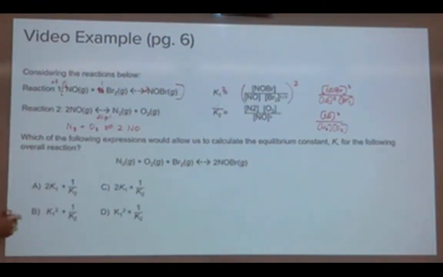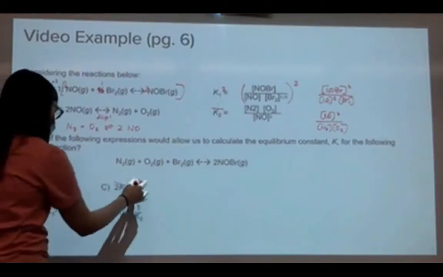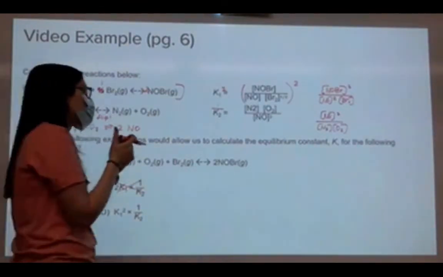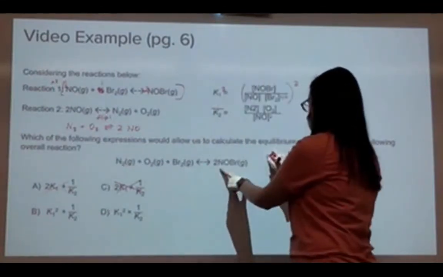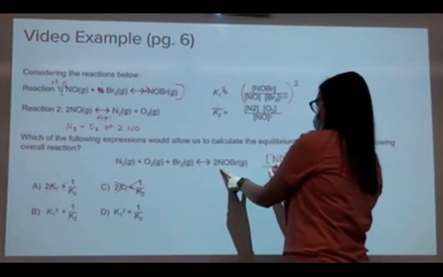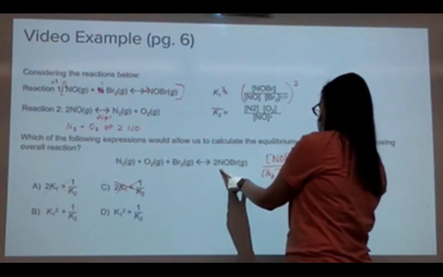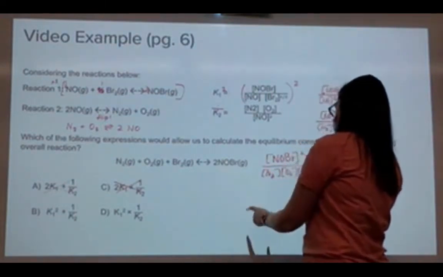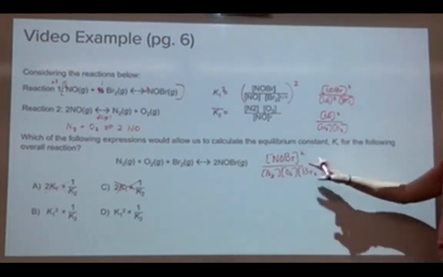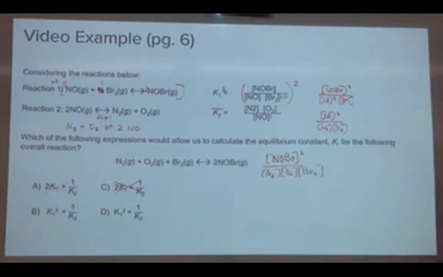So I know I have K squared, so I'm going to cross out a and c. Now it just becomes, how do we combine those K's? If I write the new expression for this overall reaction with N2, O2, Br2, there is the equilibrium constant expression for this new overall reaction.